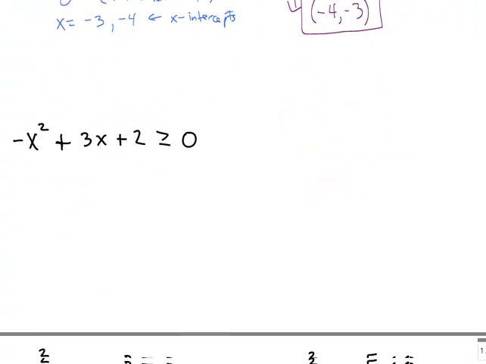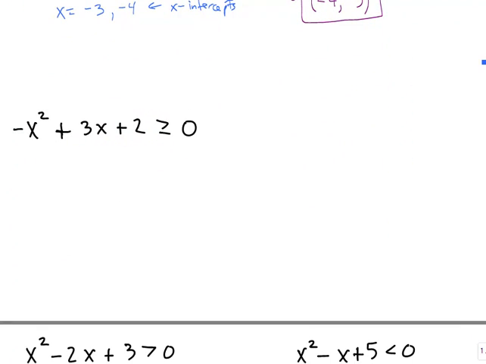Okay, let's try that process again. On our next example, we want to take our quadratic and set it to 0, which this one already is. And now we're going to call this our function. So f of x is going to equal -x squared plus 3x plus 2.